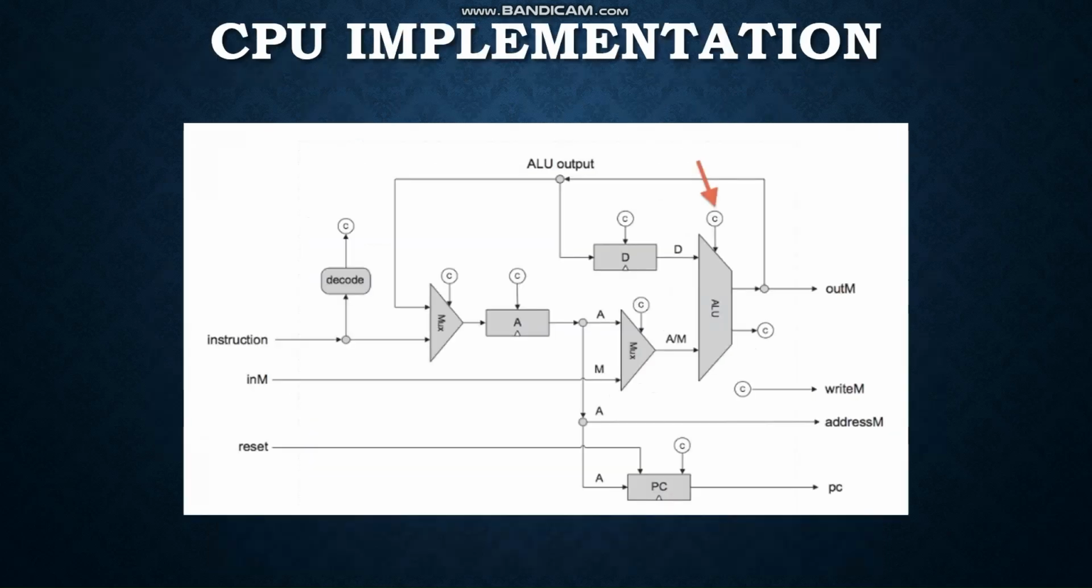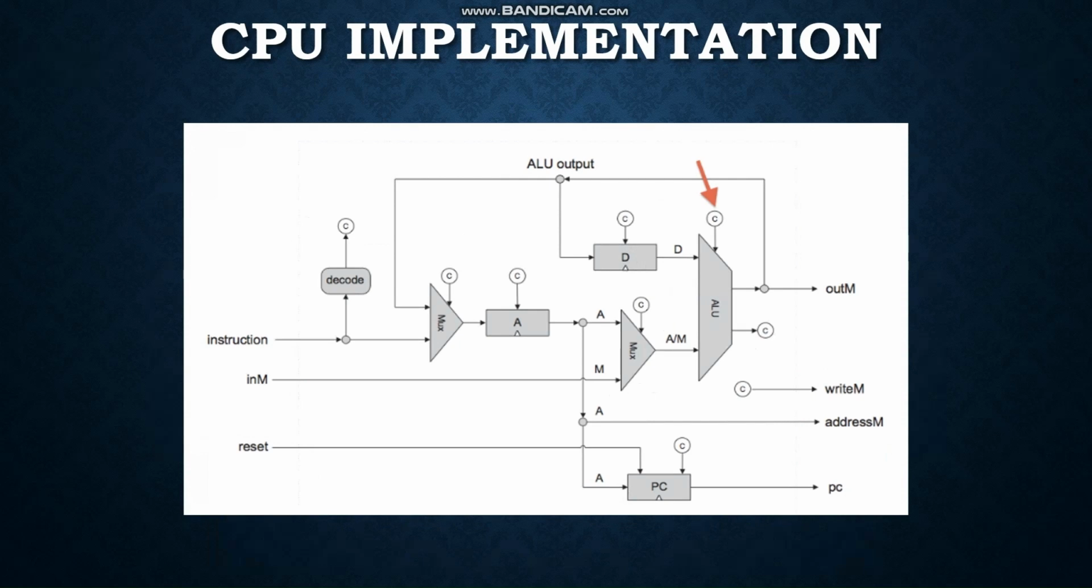So for that, let's take a look at the main implementation, which was shown in the first slide as well. This image is a schematic diagram of a CPU architecture. It shows various components and their connections, including decode, ALU output, outM, writeM, addressM, and a program counter. The instruction input is connected to the decode block that interprets the instruction. There are three primary inputs labeled as inM, instruction, and reset.